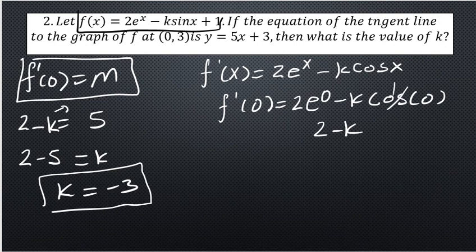So the slope of the line, the tangent line, must be equal to the derivative of the function at a point a. The a means the tangency point, it's (0, 3). This is a, f of a, what we call it. That's it. Let's continue to the next question.